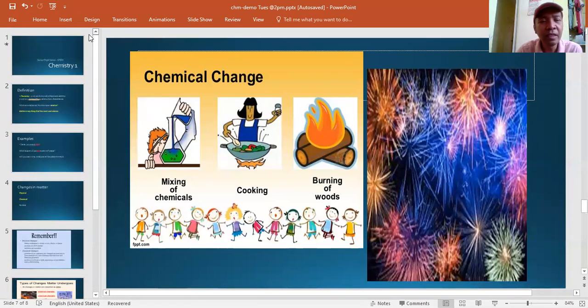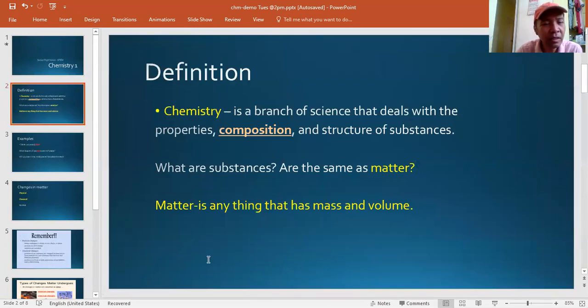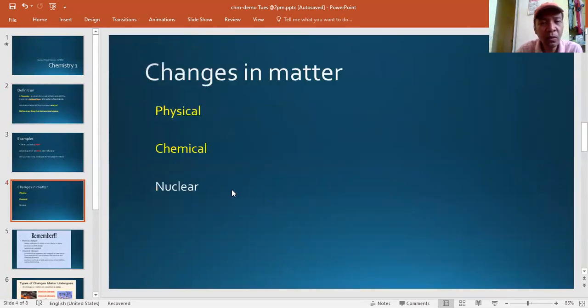All right. So if you go back to the definition, I will give you these three. If you have any questions, I will give you an assignment for the next meeting. Give examples of nuclear changes that occur around us.